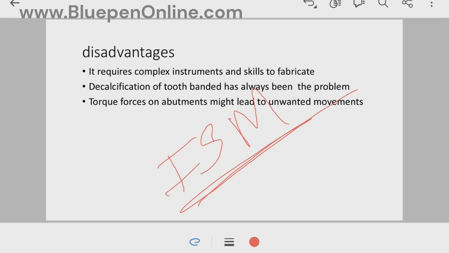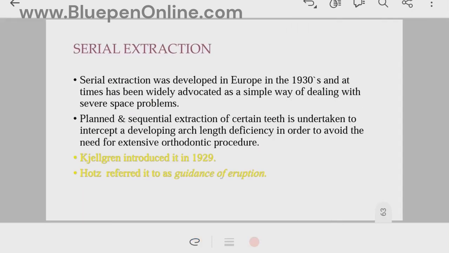Okay, now coming to the interceptive one. Interceptive is something where the problem is already there, and you are trying to solve it.